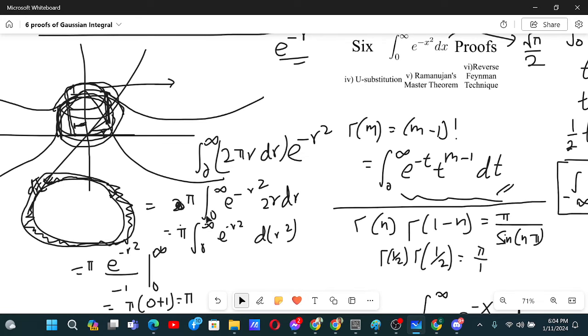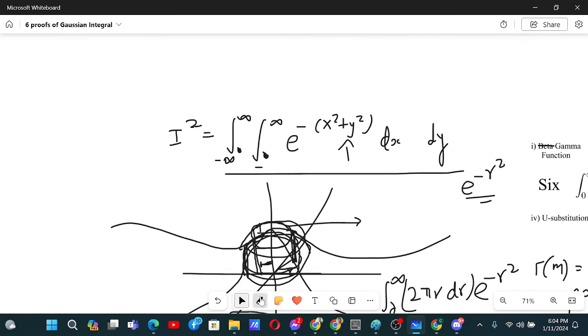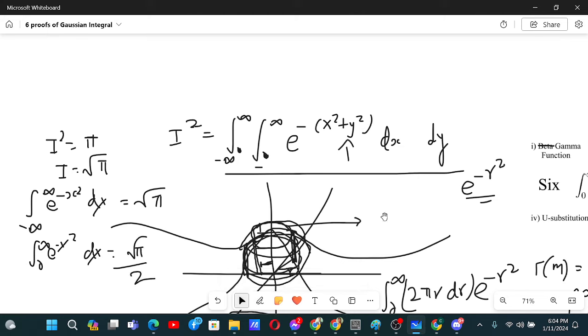Now the I square is actually equal to pi, and so I equals root pi. But over here, our I is going from minus infinity to infinity. So that's why integral from 0 to infinity of e to the power minus x squared dx will again be root pi by 2. So that was a geometric proof. Now let's go to the next proof.